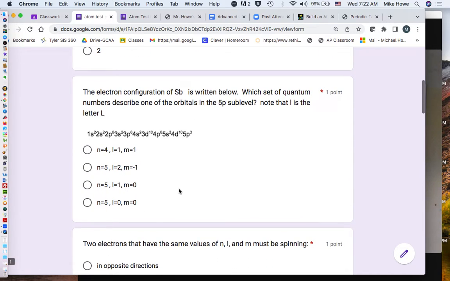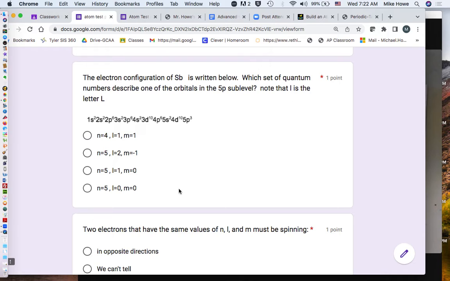Okay, this is the electron configuration for antimony. So we want to know which one, electron configuration for antimony, Sb. Sb has 51 electrons. Which set of quantum numbers describes one of the orbitals in the 5p? In 5p, n would equal 5. So that eliminates the first answer. l would equal 1, so that's the answer. Because that would have been a 5d, and that would have been a 5s.